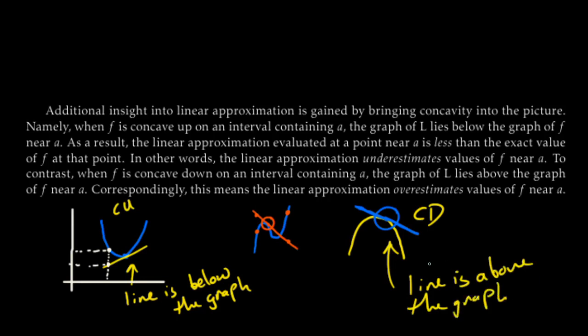And once again, for the same reasons, we will end up getting an overestimate this time. So you can use the second derivative to tell whether or not a linear approximation is an overestimate or an underestimate. Cool.